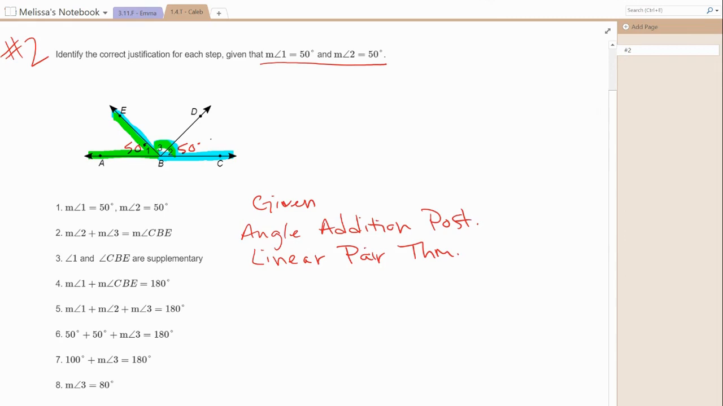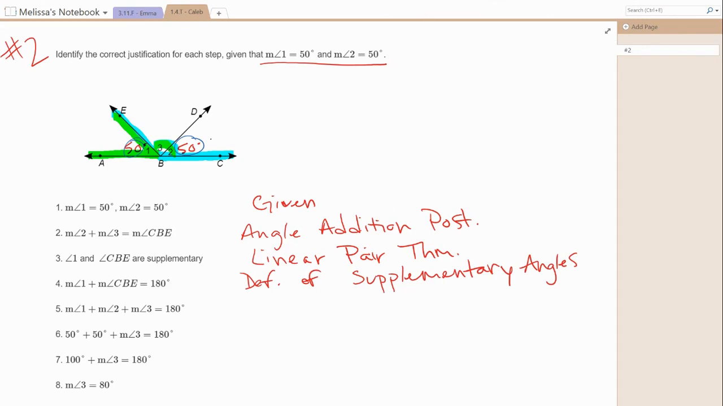All right, so now we know that those are supplementary. So we're going to go ahead and say angle 1 plus angle CBE is equal to 180 degrees. The reason that is true is because of the definition of supplementary angles. If you have 2 angles that are supplementary, then they're going to add up to 180 degrees.